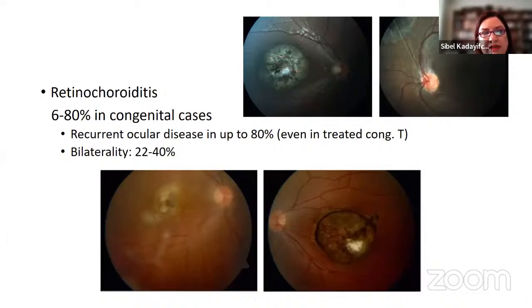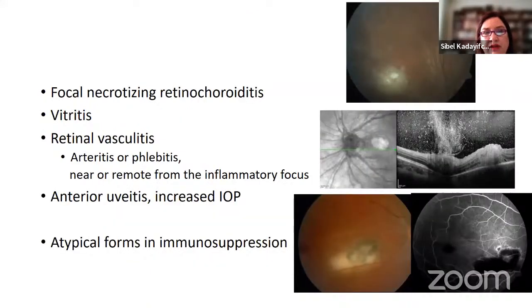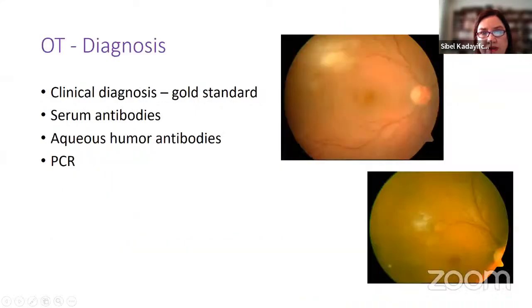We see retinochoroiditis mostly, 6 to 80% in congenital cases and up to 40% bilateral. These congenital cases, even in treated ones for even 1 year, may show recurrent ocular disease in up to 80% even after 10 years of age. Patients may come with focal necrotizing retinochoroiditis, especially with focal vitritis, and we see retinal vasculitis, arteritis, or phlebitis. They may be near or removed from the inflammatory focus. So if we see vasculitis in a child, we have to look at all areas of the fundus for a distant focus. There may be anterior uveitis with increased intraocular pressure, and we may see atypical forms in immunosuppressed patients.